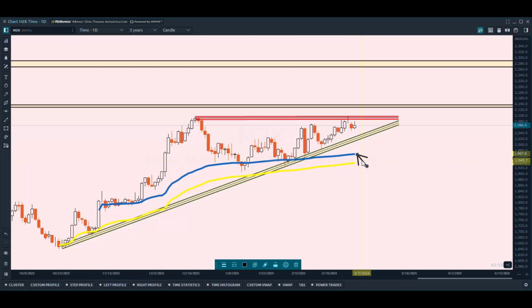So hopefully this was helpful in understanding a little more about ascending triangles, what their statistical bias is, and some of the ways that you can use this in your trading strategy.